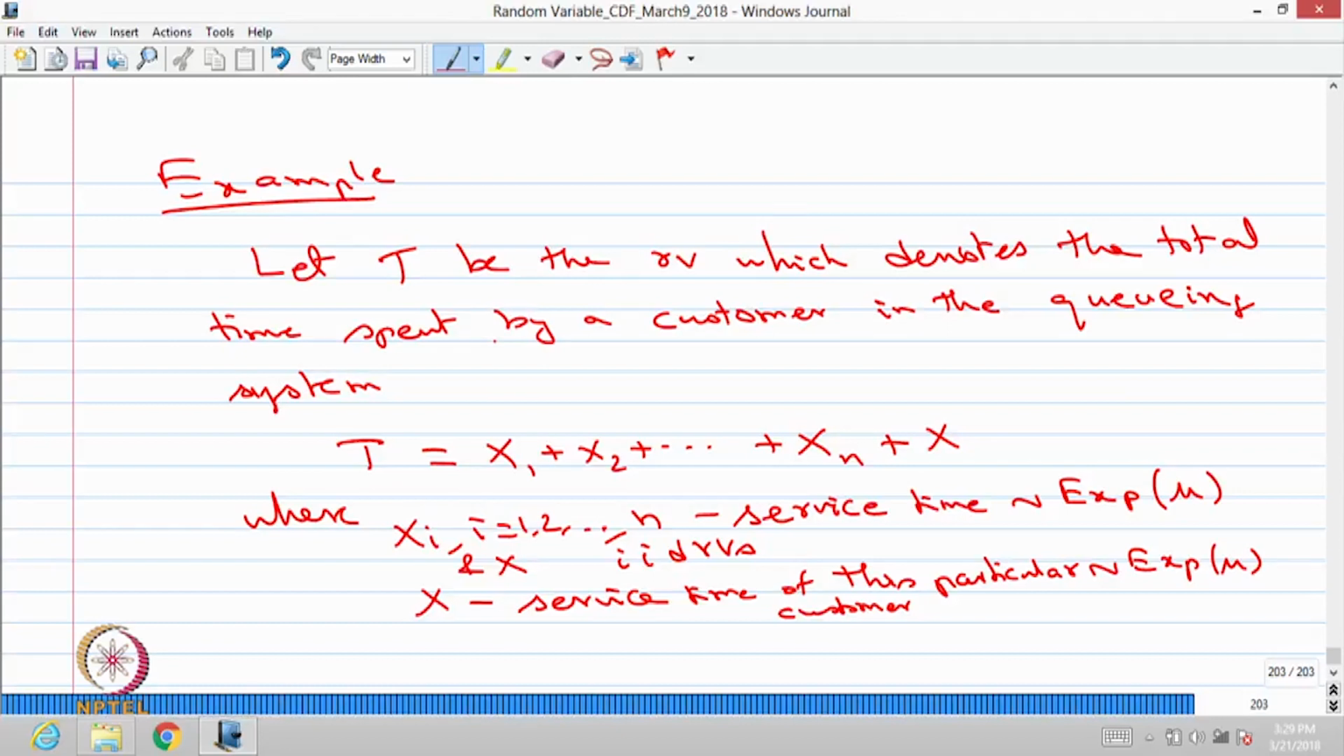Therefore, the capital T is going to be a random sum, because you never know how many customers are going to be before him when he enters into the system.